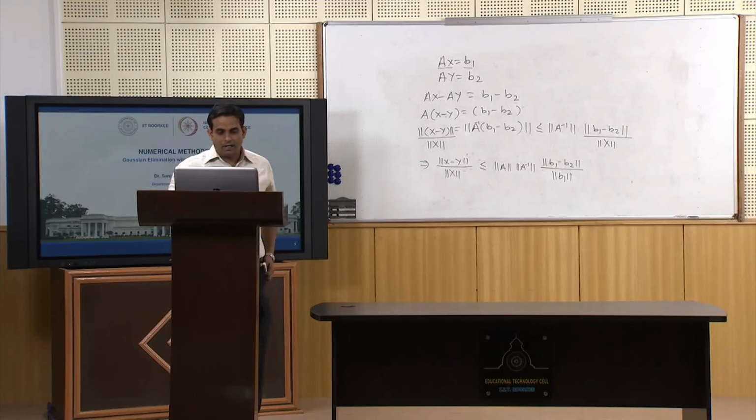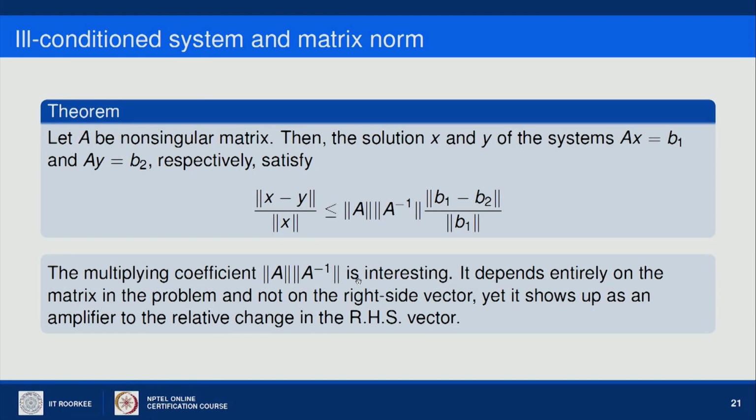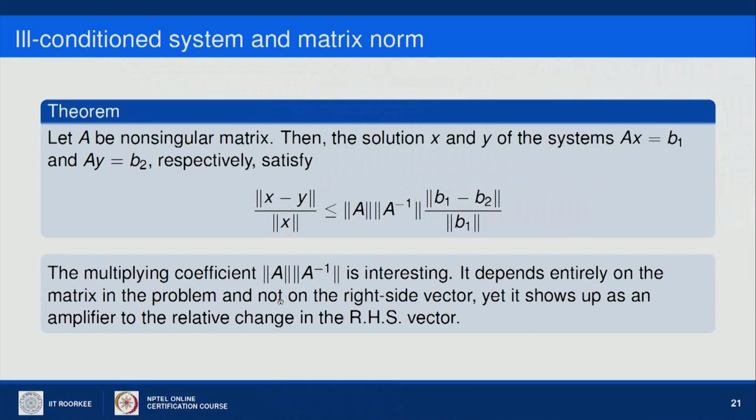Here we can see that the multiplying coefficient, norm of A into norm of A inverse, is interesting. It depends entirely on the matrix in the problem and not on the right hand side vector, yet it shows up as an amplifier to the relative change in the right hand side vector. So, if this value, norm of A into norm of A inverse, is high for a matrix, there will be a large change in the solution due to a small change in the right hand side vector, and hence the system will become ill conditioned.